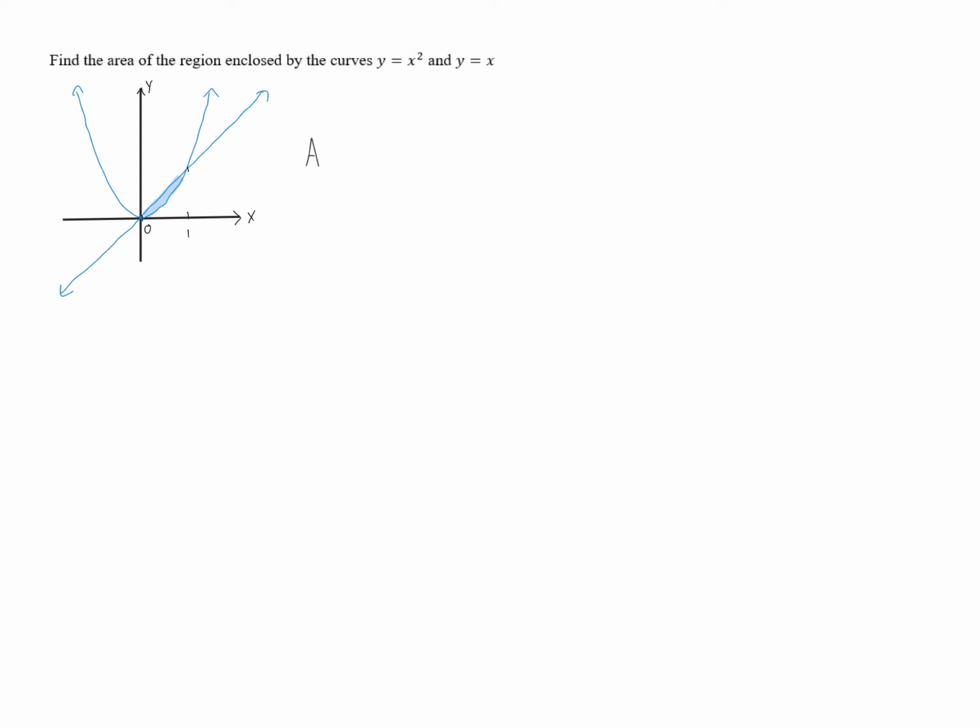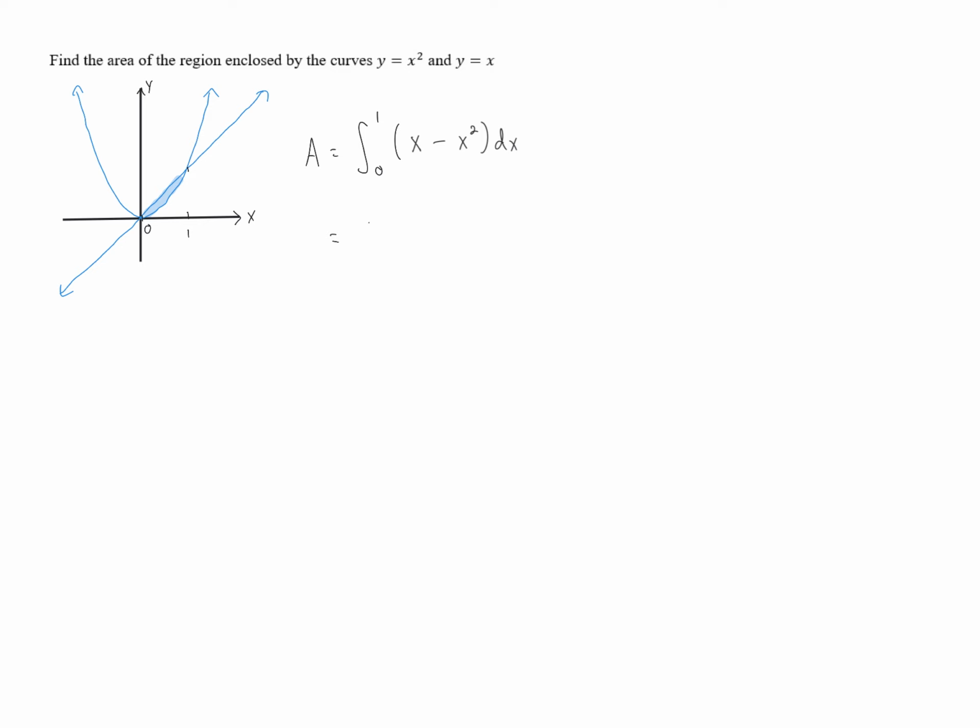And so to find the area, we're going to have to integrate from 0 to 1. And remember that we have to take the upper curve minus the lower curve. And the upper curve for this region comes from y equals x. So we're going to have x and then minus the other one, x squared dx. And we're good to go. It's a pretty easy integral to do.